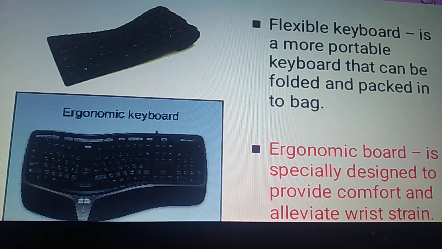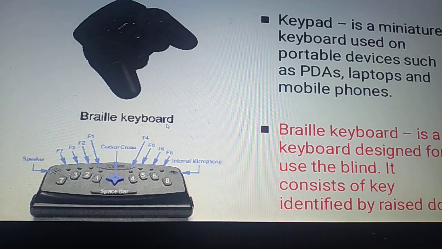What are some of the types of keying devices that we have? One, we have the flexible keyboard. This flexible keyboard is more portable than the traditional one because it can be folded and packed into a bag. We also have an ergonomic keyboard. This is a keyboard specially designed to provide comfort to the user, so that we do not have the wrist pains associated with the traditional keyboard.